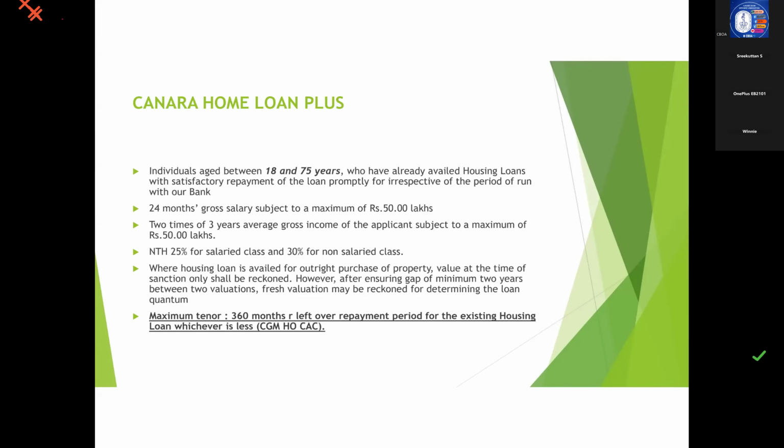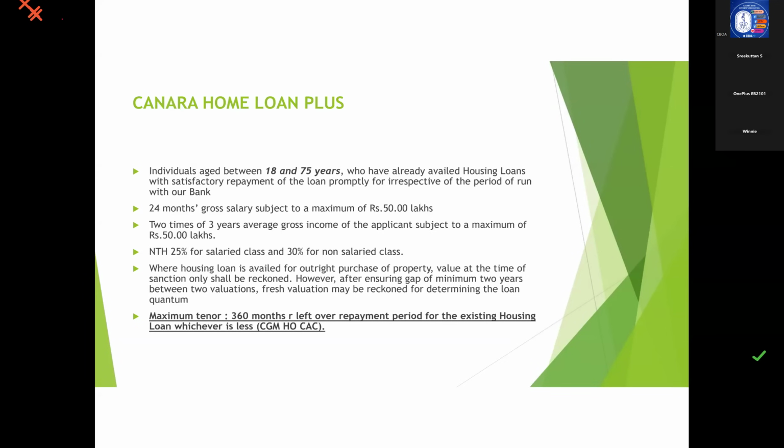Now coming to the frequency of valuation. Okay, when we give home loan plus, the valuation should be the valuation which we have taken at the time of granting the housing loan in the case of outright purchase of property. However, if the previous valuation has completed 2 years, after ensuring a gap of minimum 2 years between two valuations, fresh valuation may be taken for determining the loan amount. Okay, but as a general practice, if the outright purchase is, say, permitted in 2023, you cannot go for a fresh valuation in 2024, because you have to take the valuation at the time of purchase only. But if 2 years is completed, then fresh valuation can be taken.